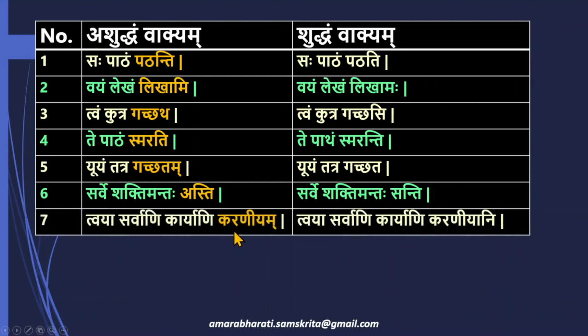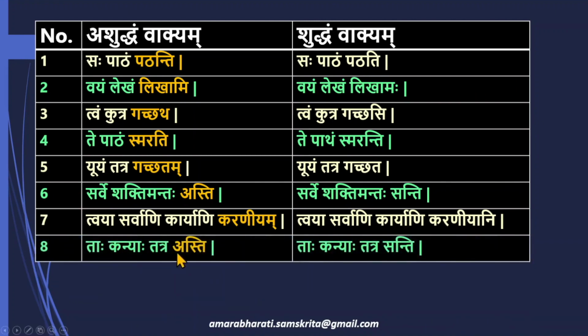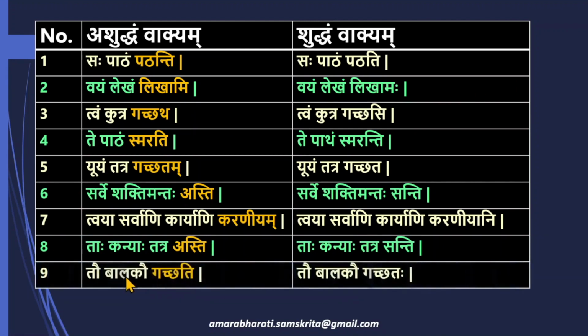Tvaya sarvani karyani karaniyam is wrong. Karaniyam is ekavachana. Sarvani karyani should be bahuvachana prayoga. Tvaya sarvani karyani karaniyani is the right answer. Taha kanyaha tatra asti. Asti is ekavachana pada. Taha kanyaha tatra santi is the right answer. Tau balakau gachati. Gachati is ekavachana. Tau balakau gachataha is the right one.